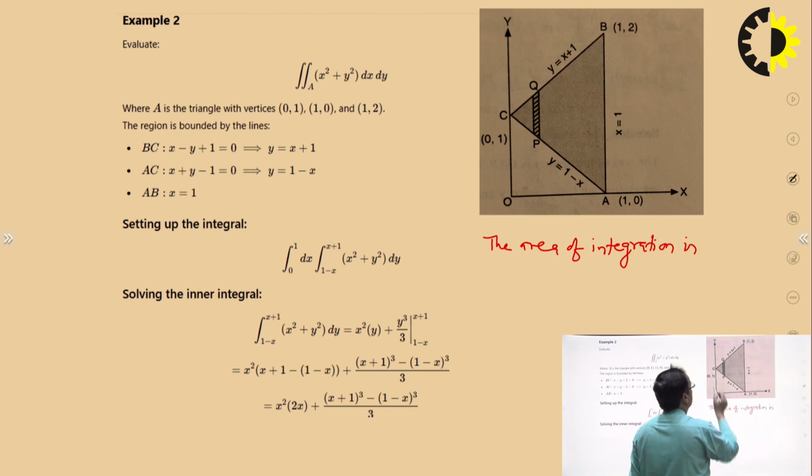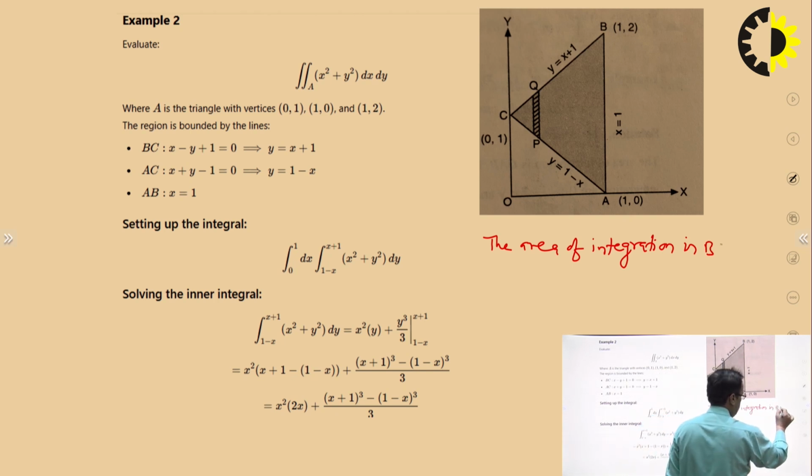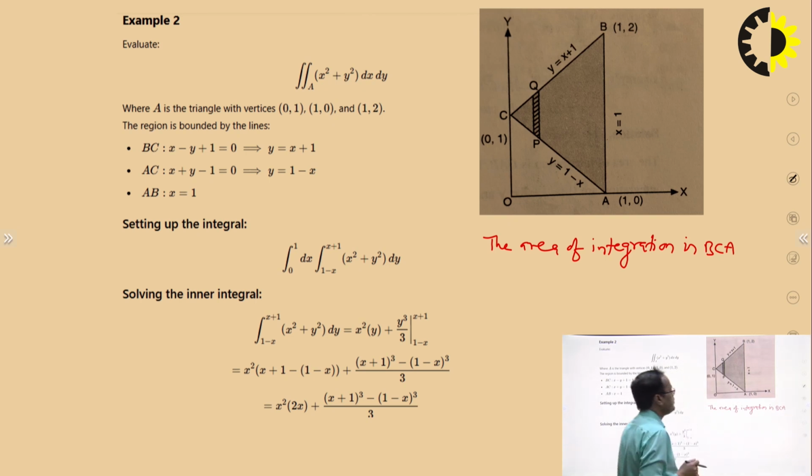The area of integration is BCA. The coordinate of B is (1,2) and the coordinate of C is (0,1). The equation of the line passing through two points, the first point B (x1, y1) and the second point C (x2, y2), is y equal to x plus 1, from the formula.